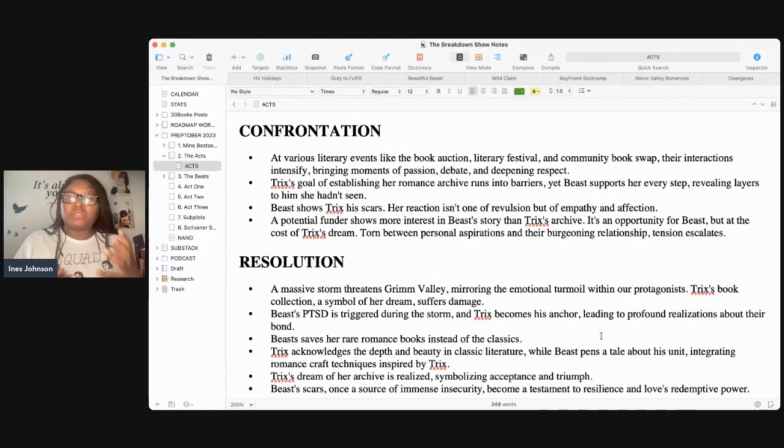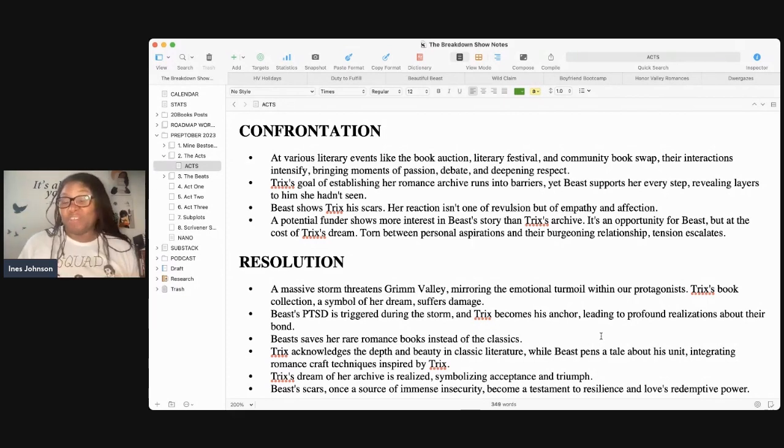I know that Trix's goal of establishing her romance archive is going to run into barriers, but Beast is going to support her every step of the way, revealing layers to her that she hadn't seen, because Trix is just there for the hookup. She knows that her best friend Rosie says that she's going to end up with Beast, but she's like, no, I'm just here for the wham bam, thank you, ma'am, and I'm going to go back to my boyfriends and books.